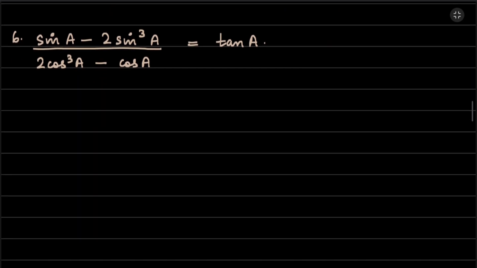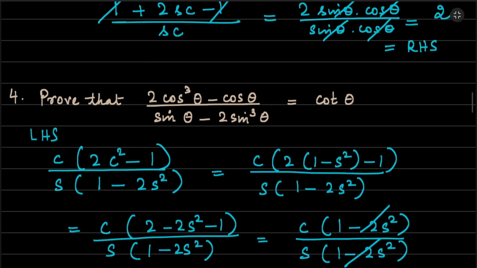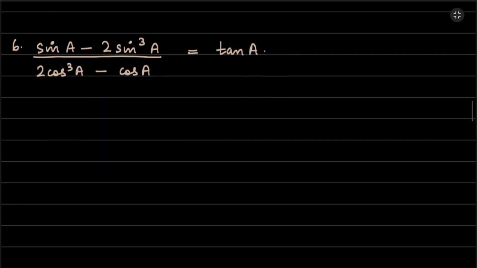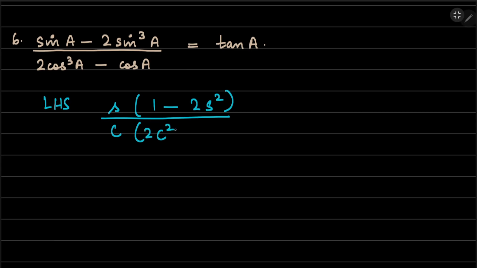Let's move on to the sixth question of today. This is a very similar question to another one that we did here, 2 cos cube minus cos by sine minus 2 sine cube. Let's take our left hand side. Take sine A common. What you have inside is 1 minus 2 sine square, divided by, again taking cos common, 2 cos square minus 1. Sine by cos, we have already got, is tan. Now we have to cancel these other two terms.